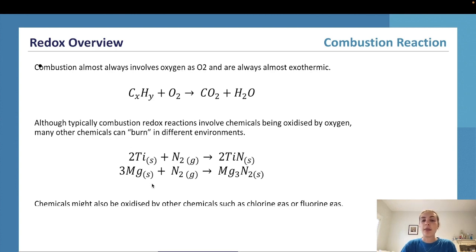But here are some examples just to show that it does in fact occur under other circumstances, so don't be surprised if someone does mention a combustion reaction which burns in a different condition. For example, we've got 2Ti plus N2 makes 2TiN, so that's a combustion reaction that doesn't have that typical appearance of carbon dioxide plus water. And similarly, we've got 3 magnesium plus nitrogen makes magnesium nitride.